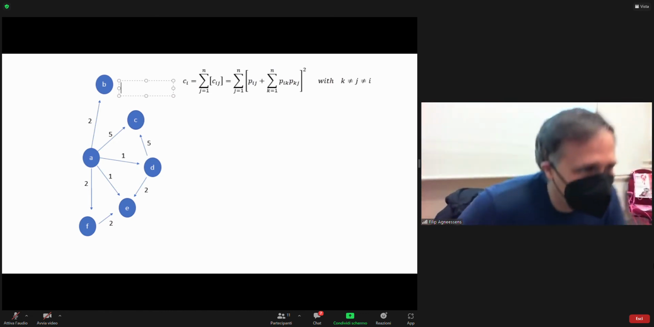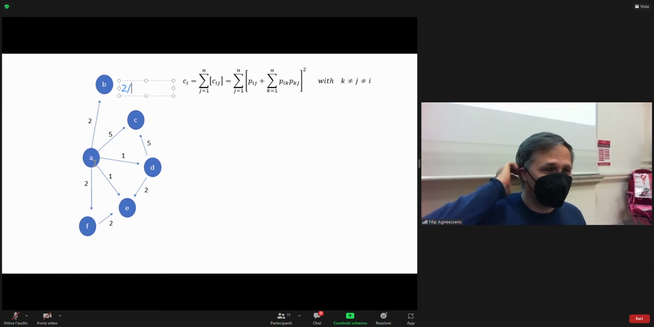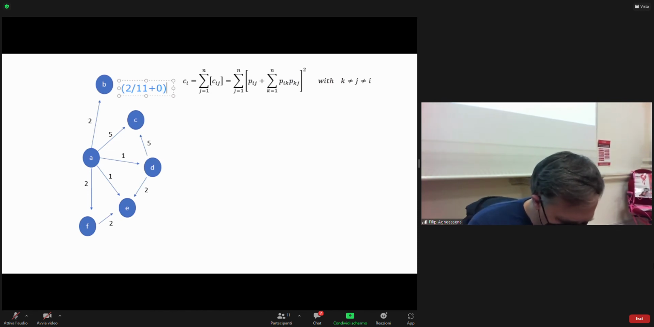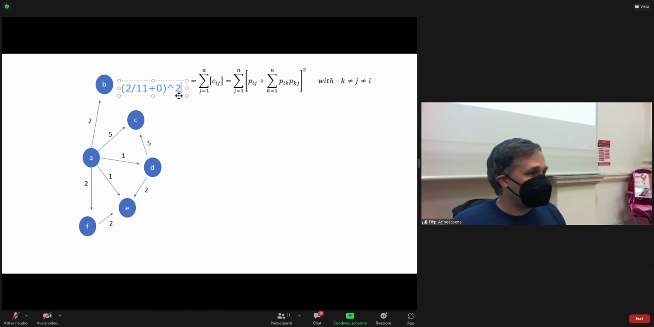So A to B, what's the thing here? What proportion of time does A spend on B? 2 out of, sorry, I'm using valued networks here, so 2 out of 2 plus 5 plus 1 plus 1 plus 2. It's 4, 5, 10, 11. That's why I use this, so there are values. And then plus nothing, so plus 0, and that to the second power. So that would be the value for this connection.